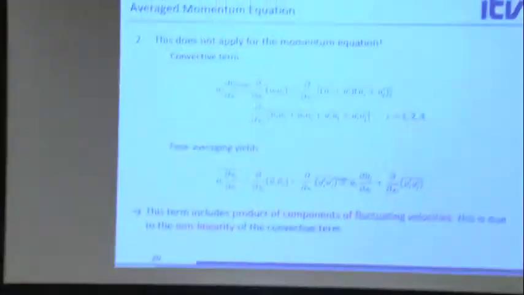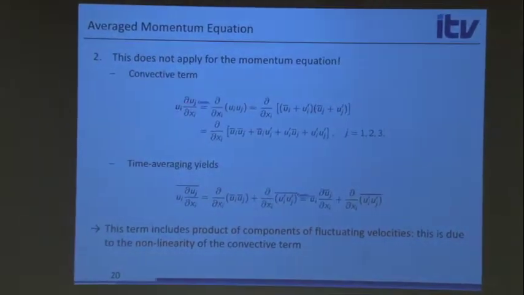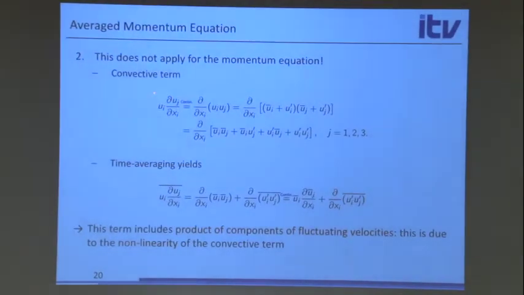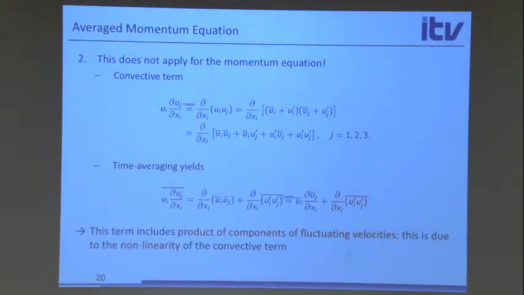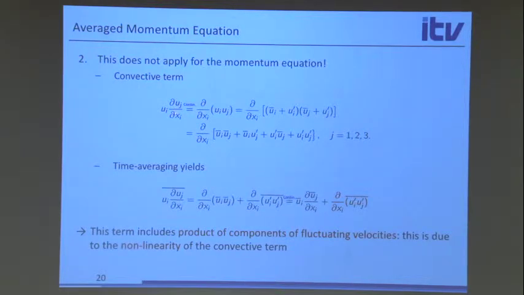Now, this is different for the momentum equation. In the momentum equation, you have the nonlinear term. And the nonlinear term is here, u_i du_j by dx_i. Or you can also write it like this. Why can you write it like this?